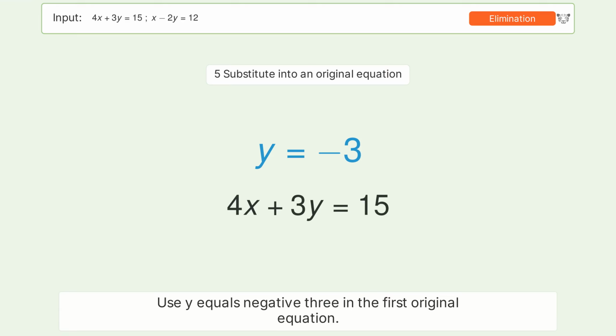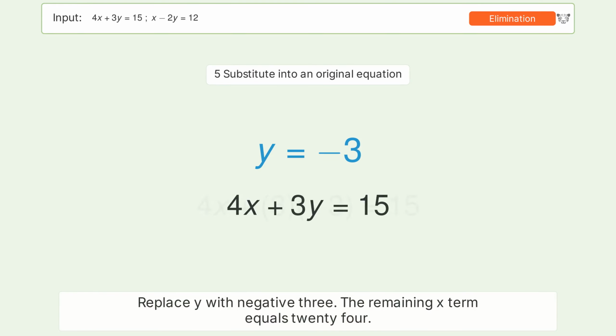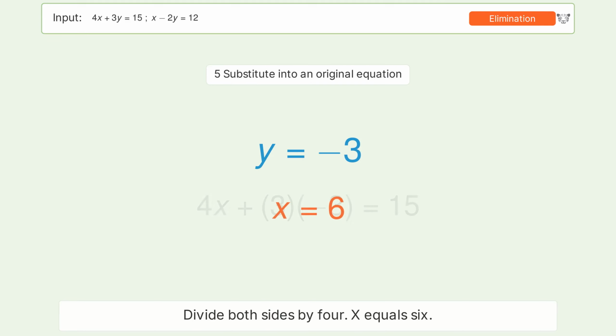Use y equals negative 3 in the first original equation. Replace y with negative 3. The remaining x term equals 24. Divide both sides by 4.